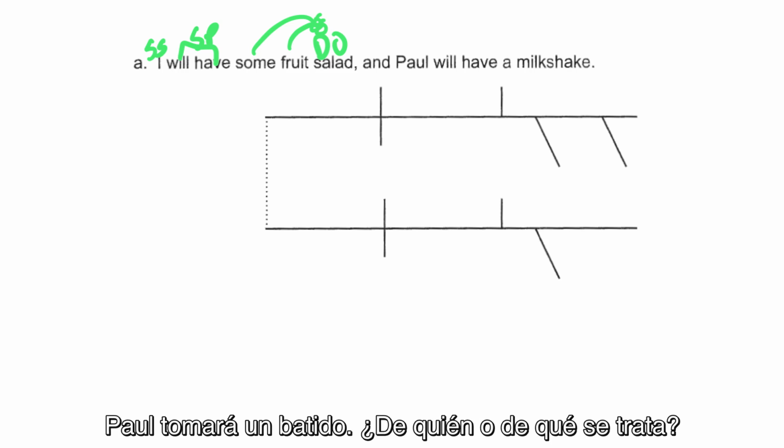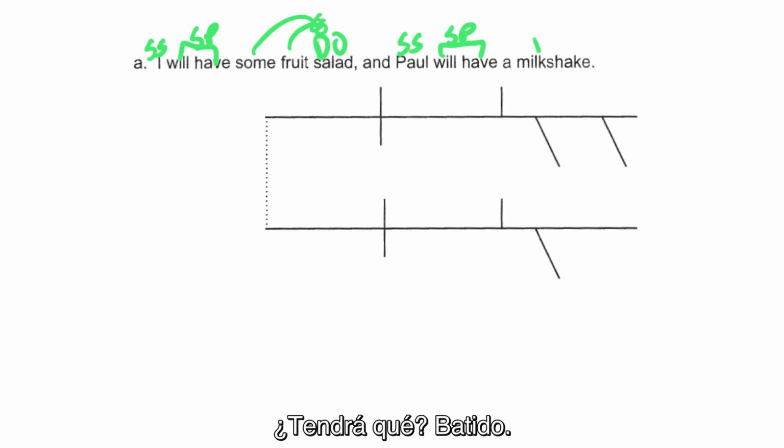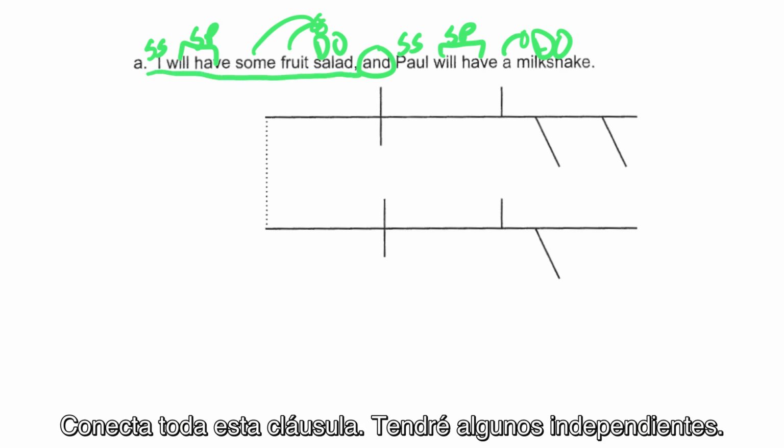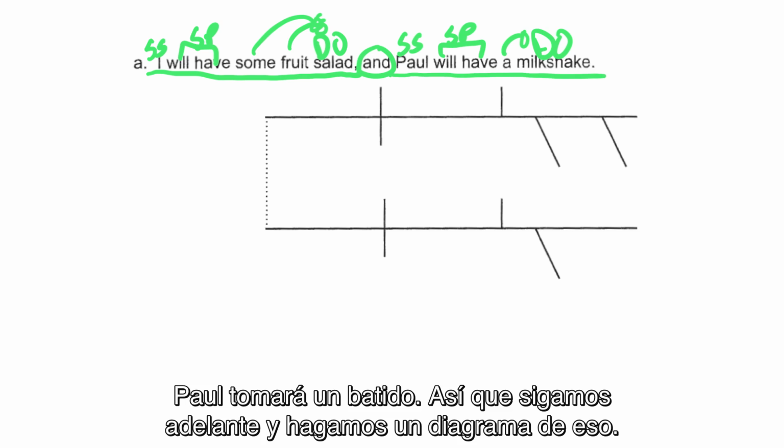Paul will have a milkshake. Who or what is this about? It's about Paul. What will Paul do? Will have. Will have what? Milkshake. How many milkshake? A. The word and connects two things. What does it connect? It connects this entire clause, I will have some fruit salad, and the second independent clause, Paul will have a milkshake.